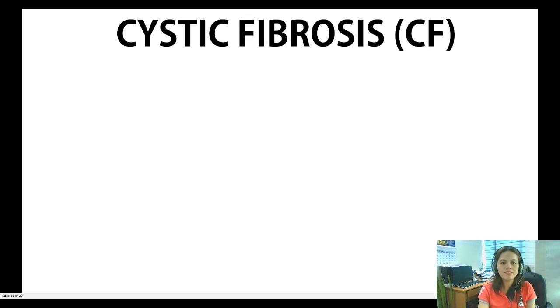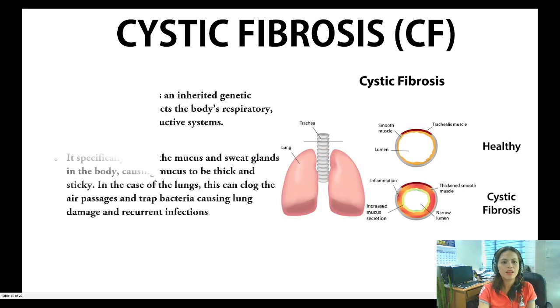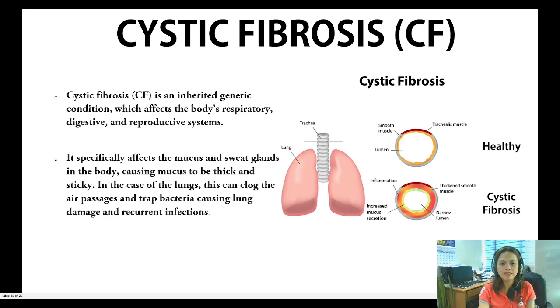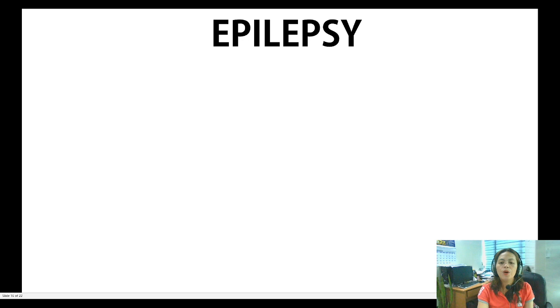The next physical disability we have here is cystic fibrosis or CF. So what is CF? CF is an inherited or genetic condition which affects the body's respiratory, digestive, and reproductive systems. It specifically affects the mucus and sweat glands in the body, causing mucus to be thick and sticky. In the case of the lungs, this can clog the air passages and trap bacteria, causing lung damage and recurrent infections.